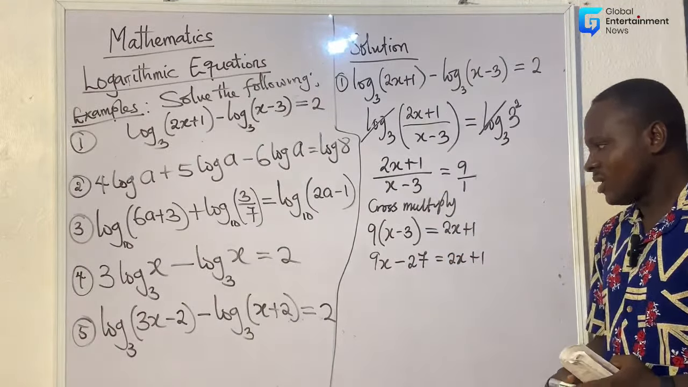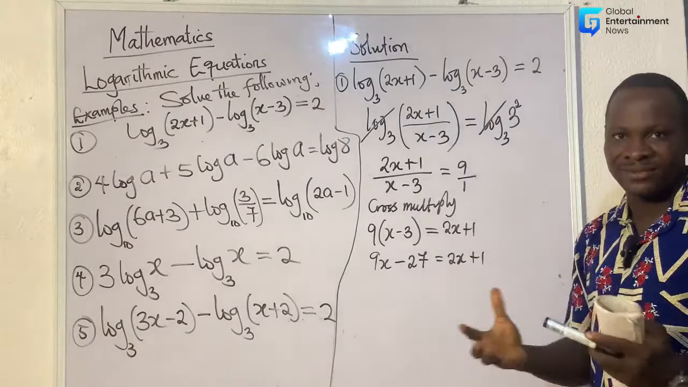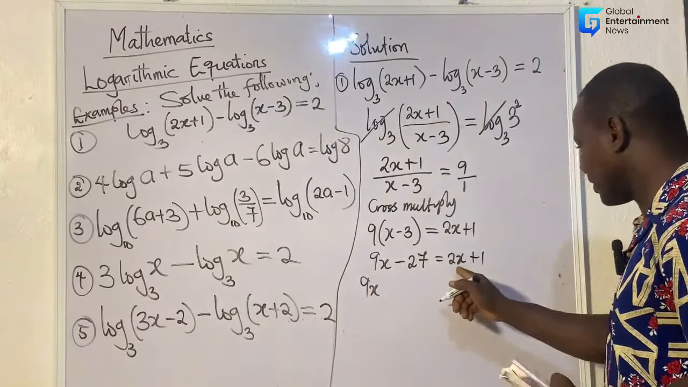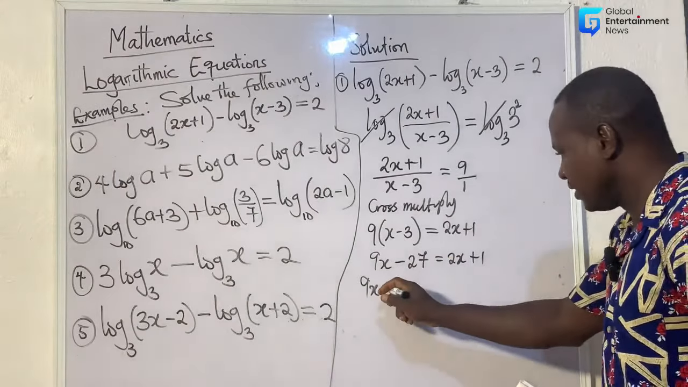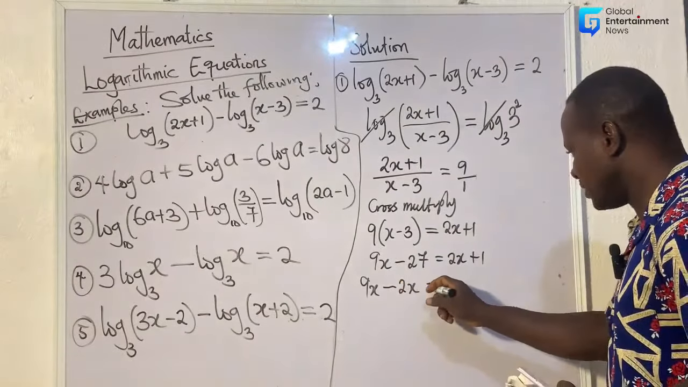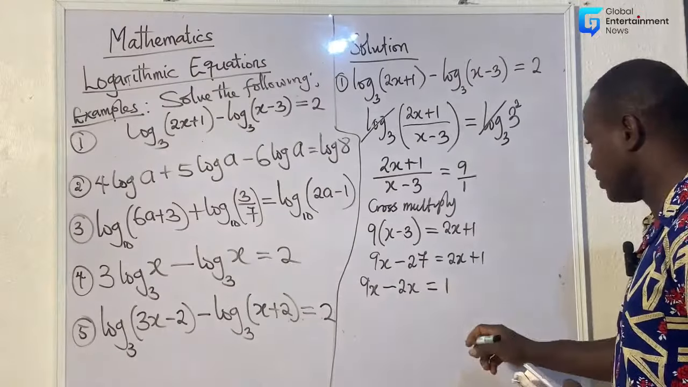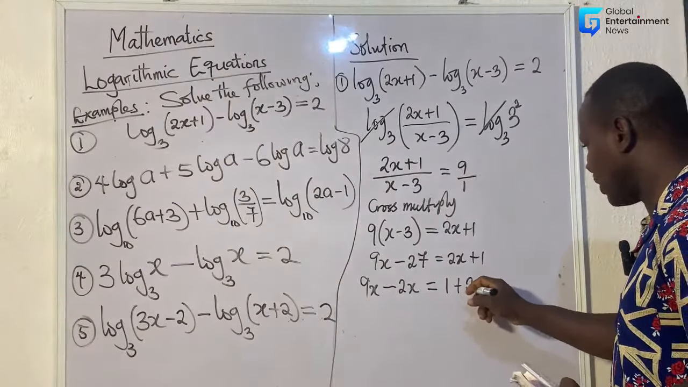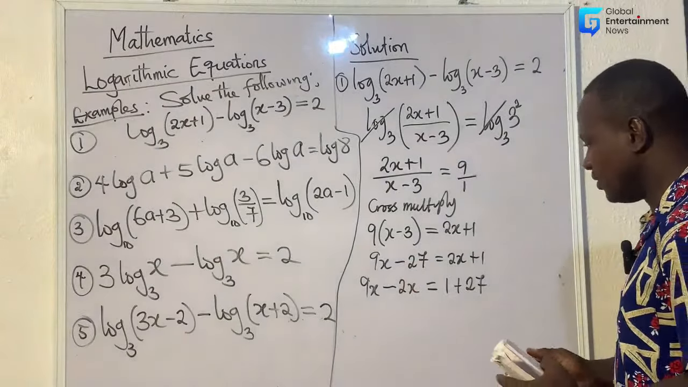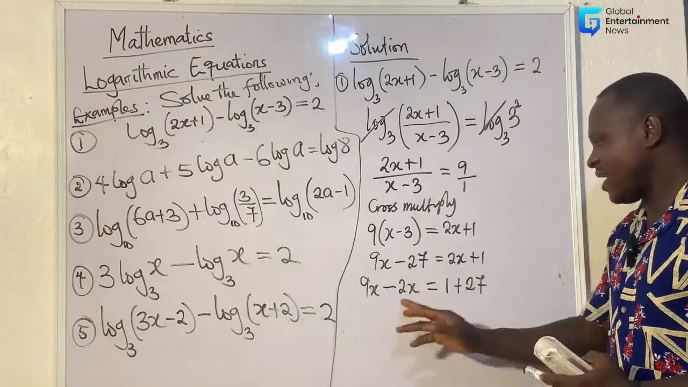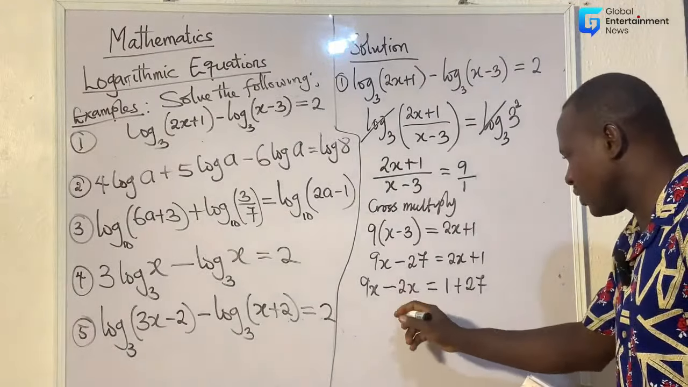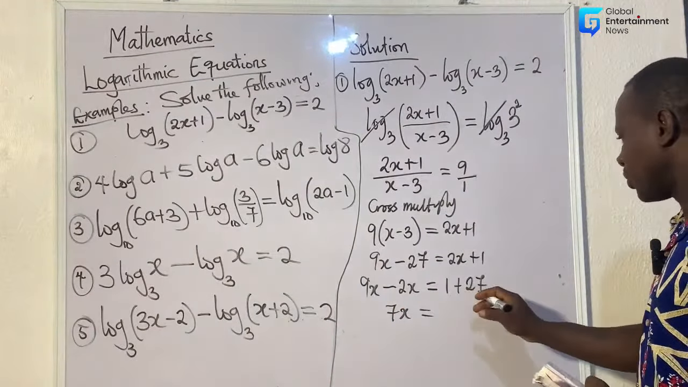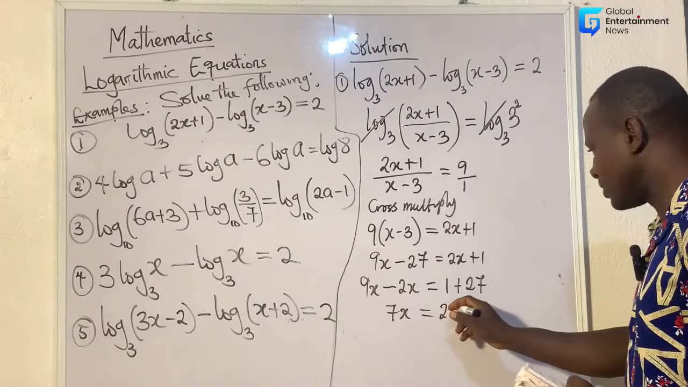So what do I do now? I collect the like terms. So I have 9x, and this is the same thing with this, so I move it to this side. It gives me minus 2x is equal to 1. Then if I carry this one to this side, it is going to give me plus 27, because it's minus, it will change to plus. Now 9x minus 2x will give me 7x is equal to 1 plus 27. That one will give me 28.